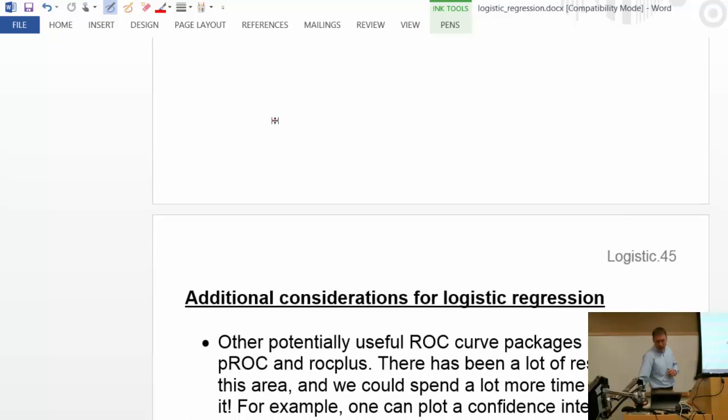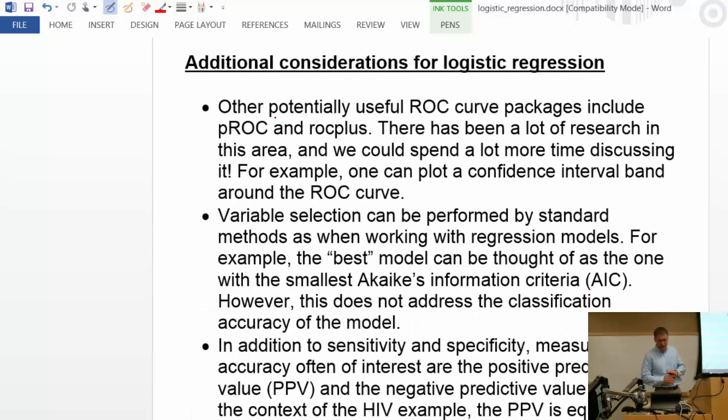So that takes us then to page 45. So just to sum up then this section, some additional notes. There's a lot of research done on ROC curves. If you go to an actual statistical conference like the Joint Statistical Meetings, you will see sessions dedicated to ROC curves. And because of that, there's been a lot of other development done in terms of packages. In particular, 2 other packages that you can use to do ROC curves are those 2 there. You can take a look at those if you're interested, but you're not responsible for it.